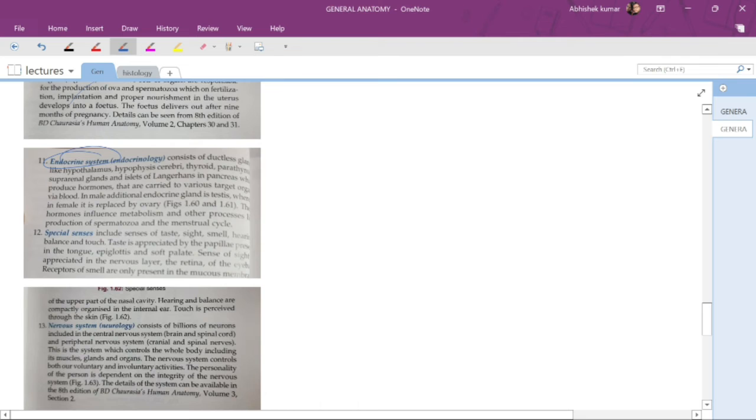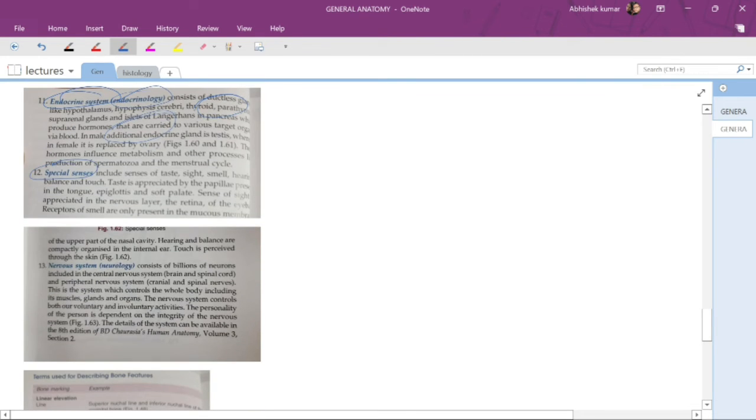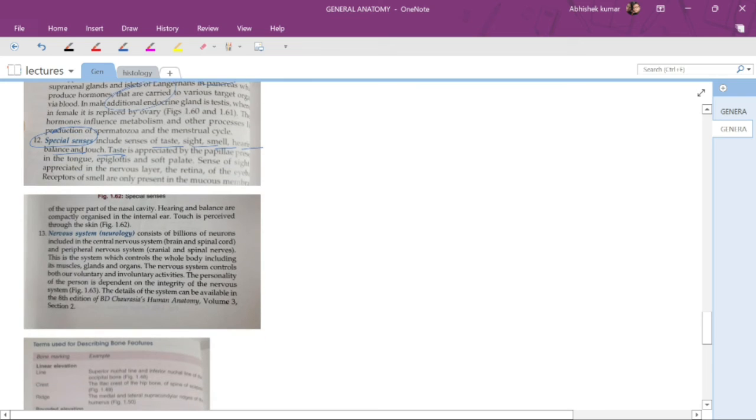Endocrine system deals with the hormones. Endocrinology, it is said as, so it deals with the hormones, glands, exocrine and endocrines. Now special senses, what are they? There are special senses we humans have, like a sense of taste, sight, smell, hearing, balance and touch. So these are the senses.